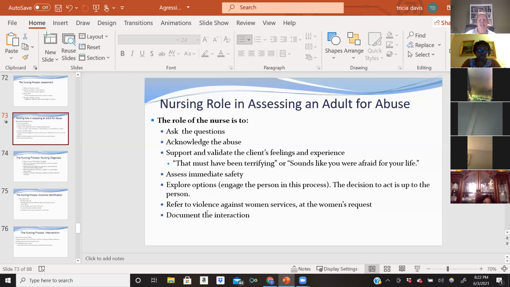And then we want to refer to violence against women services, obviously, if the woman wants it. If they don't, we can't make those calls. We can't force the patient to do anything that they're not comfortable doing. And then always, always, always, we're going to document any interaction with the patient.